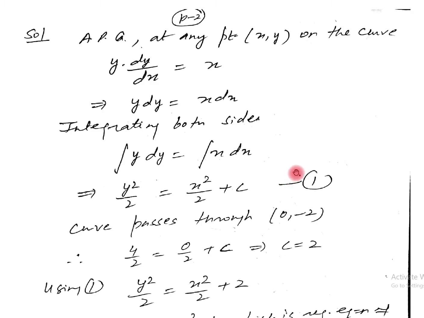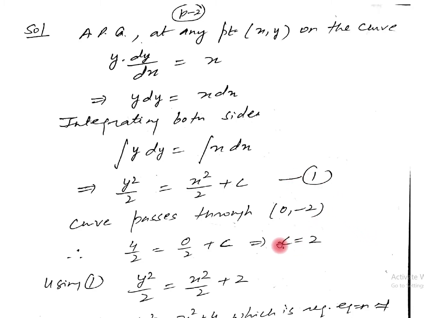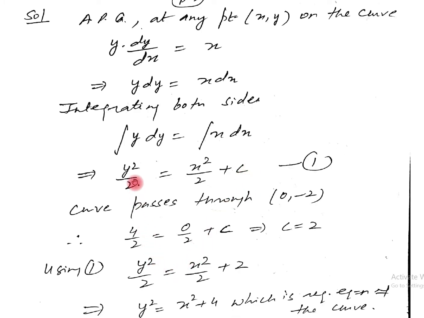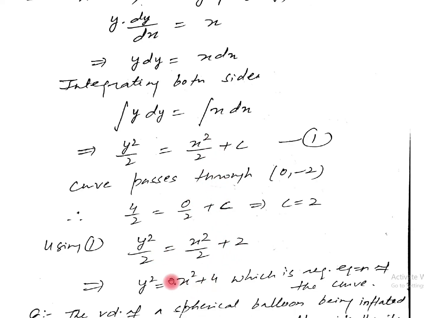This is the equation. Now it is given that the curve is passing through (0, -2). With the help of this we can get the value of c. Since the curve is passing through this point, it must satisfy the equation. It gives us the value of c equal to 2. Putting c equal to 2 in equation 1, we get y²/2 = x²/2 + 2. By taking LCM, we get y² = x² + 4, which is the required equation of the curve.